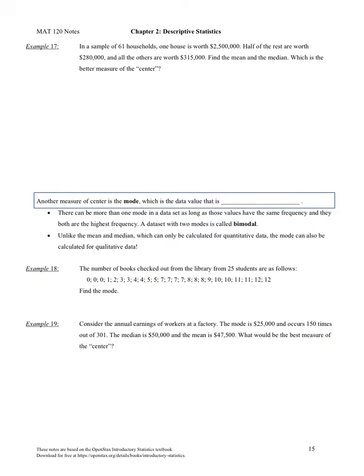Moving on to the next page, we'll consider example 17, where we have a sample of 61 households, where one house is worth $2.5 million, and half of the rest are worth $280,000. All the others are worth $315,000. Find the mean and the median.